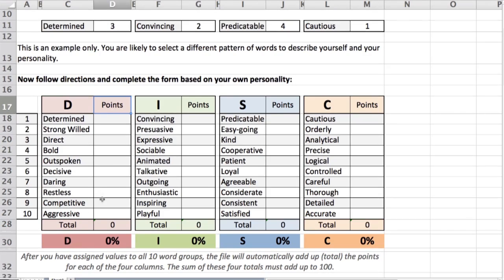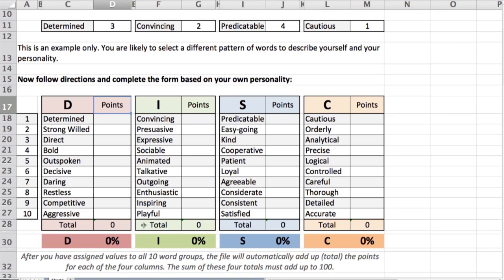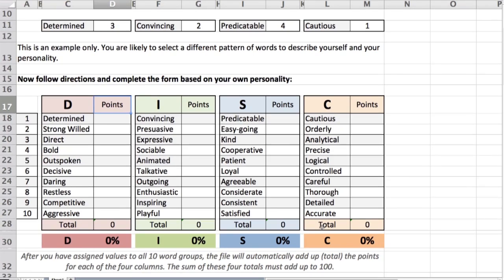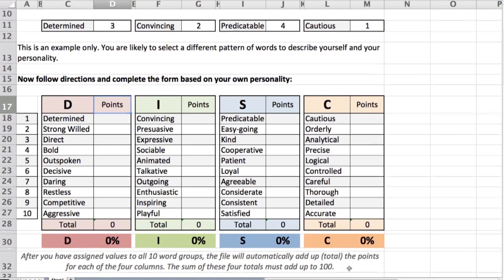You add up all the points in each column. They get scored here. And the sum of these 4 columns must add up to 100. If it adds up to 100, you know you've done this form correctly. If it doesn't add up to 100, then you've got a problem. And usually that problem is this: addition, somebody made a simple mistake in adding the column, or you have 2 1s or 2 2s or 2 3s or 2 4s in the same row.